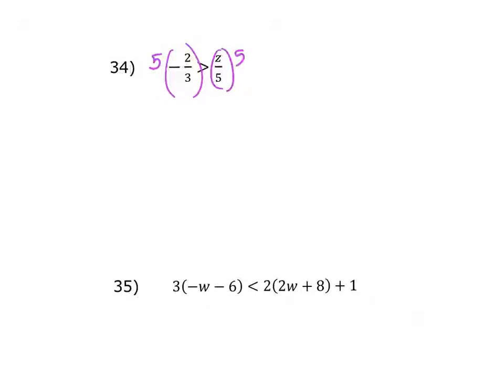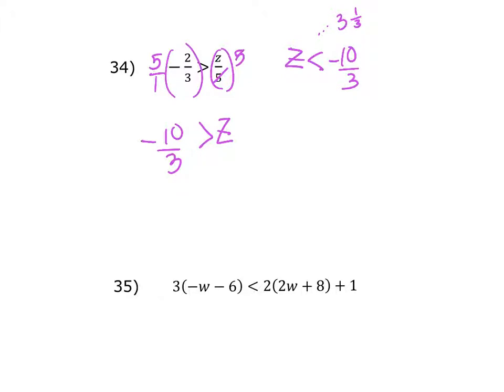Oh, I did the reciprocal. That's when you're dividing by 5, you multiply by 5. I know, I did. Okay. So that's going to leave Z on this side. The symbol doesn't change. And 5 times negative 2/3 is negative 10/3. This is the same thing as Z is less than negative 10/3, which is negative 3 1/3.